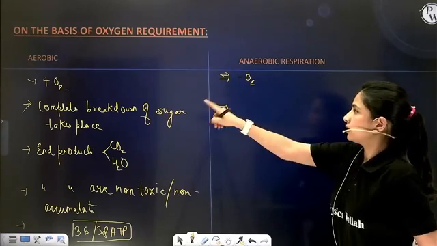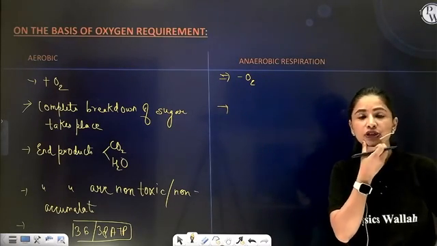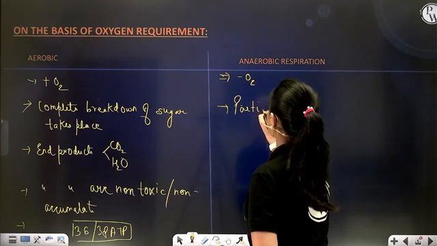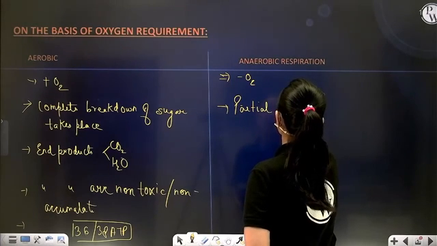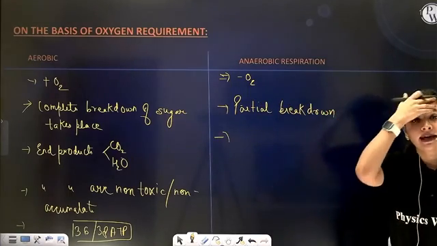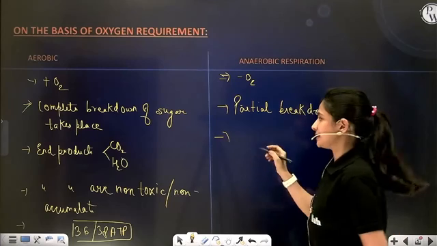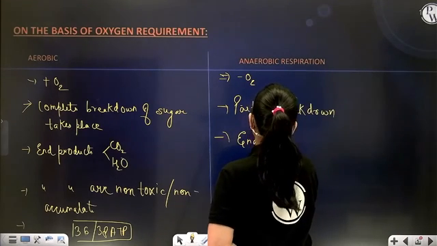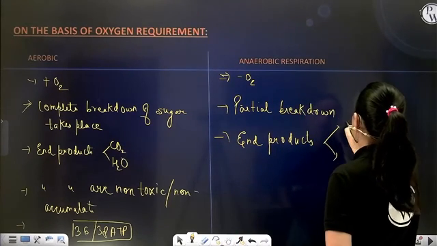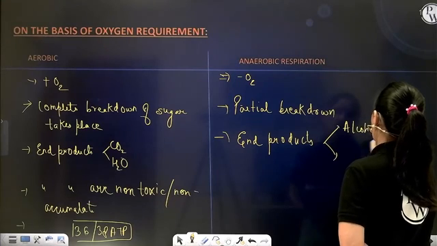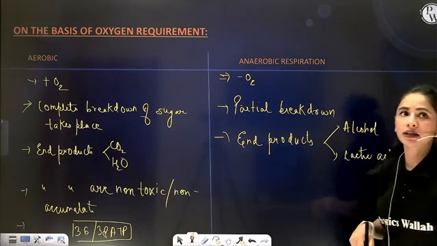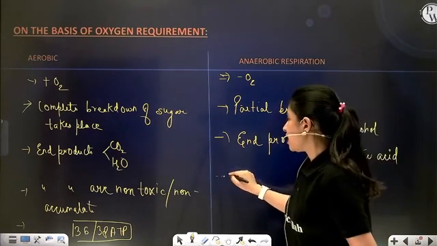Now, coming to anaerobic respiration. Second point, in case of anaerobic respiration, there is partial breakdown of respiratory substrate. Right? As a result, instead of end products being CO2 and water, they can be either alcohol or lactic acid. So end products are not usually CO2 and water, rather it can be alcohol or lactic acid.